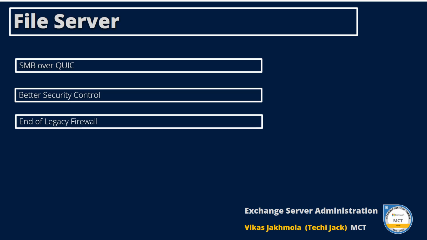End of legacy firewall. Earlier, installing a file server role opens the SMB 445 and 5445 ports, WMI, DCOM. These are opened when you install the file server role. But now creating a share no longer opens the NetBIOS port anymore.